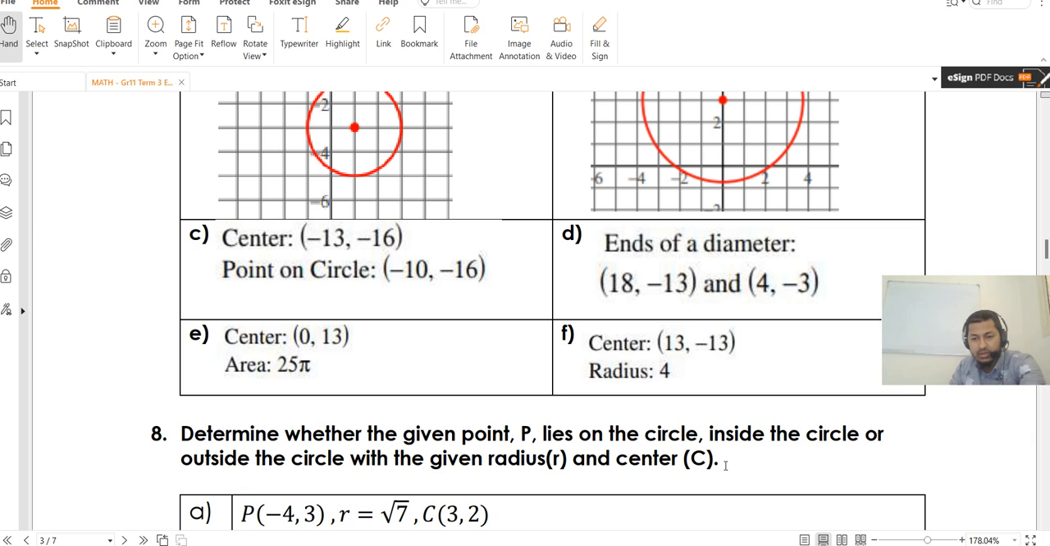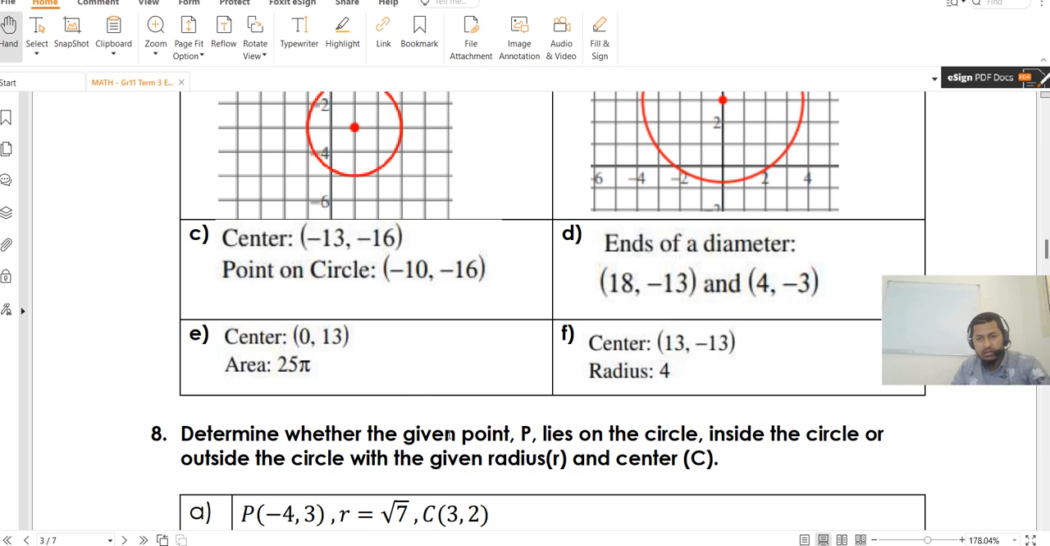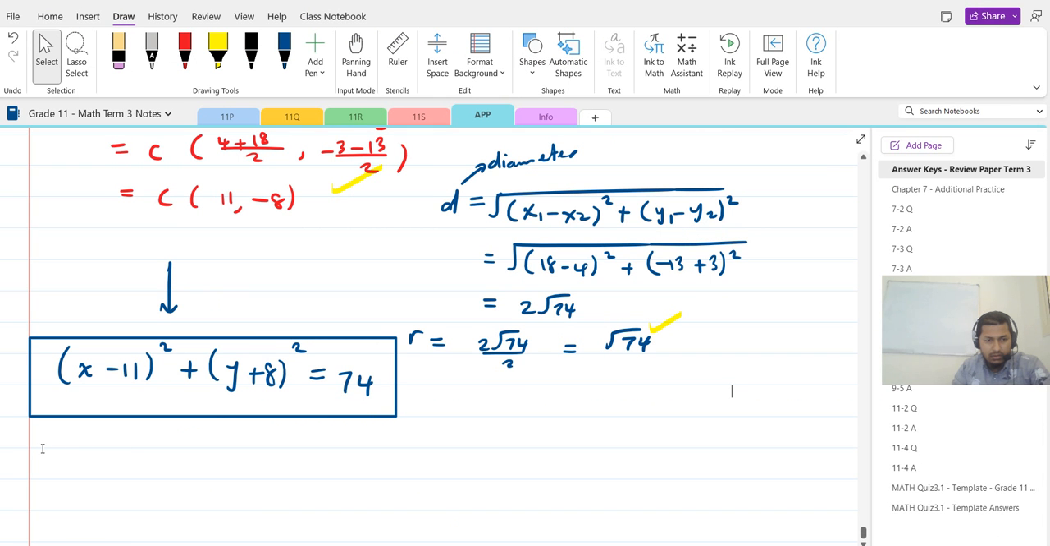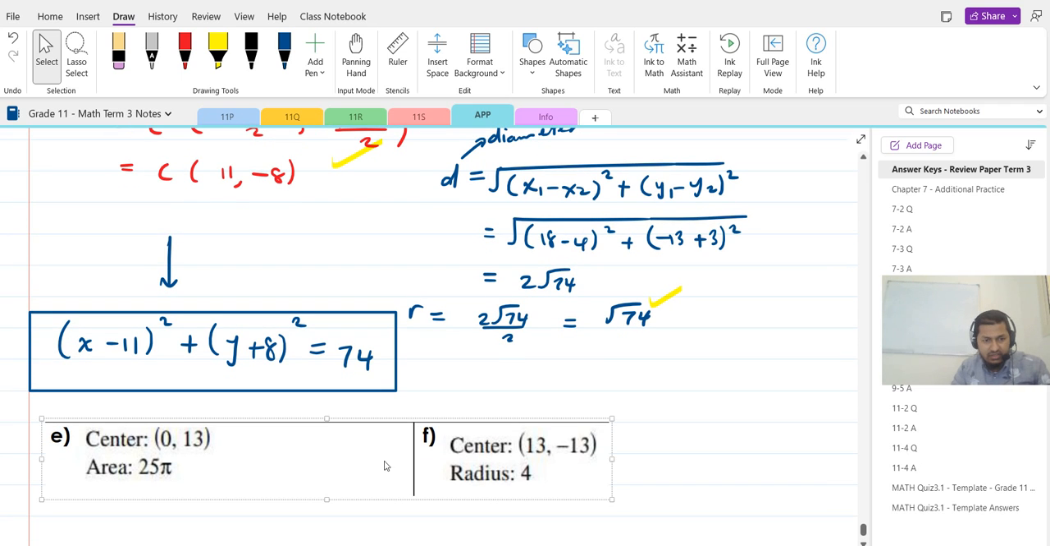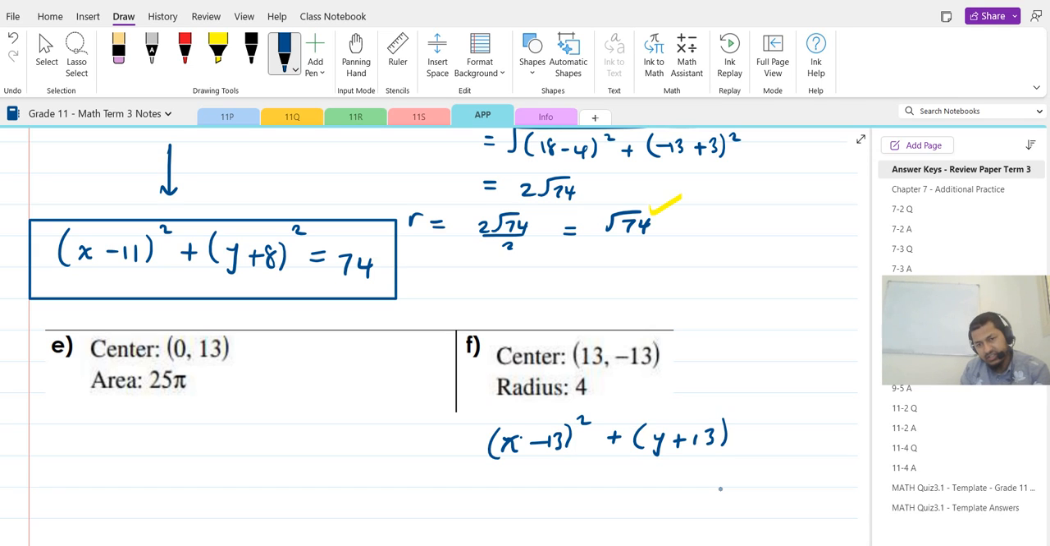Next one. Let's put both on one. So what did they give us here? The last one is easy because we have the center and radius already. So x minus 13 squared plus y plus 13 squared, because opposite sign, equals 4 squared, which is 16. That's it.